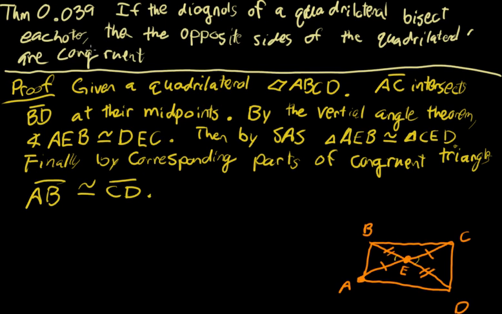So let's see what we've proved. We need to prove that the opposite sides of the quadrilateral are congruent. Well, we've proven that these two are congruent, and actually, I think I'll finish this proof. We'll do pretty much the same thing to show that these right here are congruent. So let's see if we can cheat this at all. Let's finish it in green. So, by vertical angle theorem.